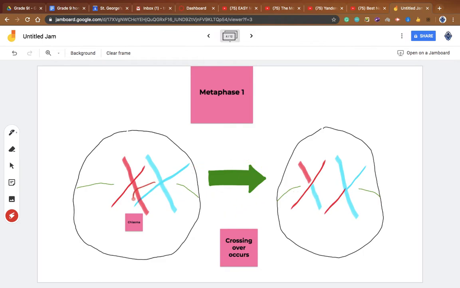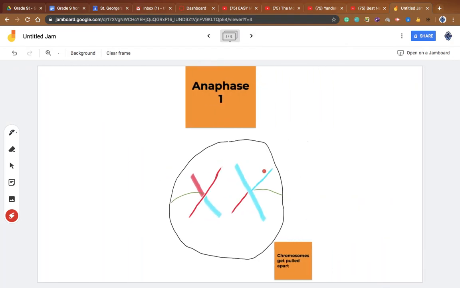So you see how here they have overlapped. Well, now they're going to switch. They're going to cross over and switch their DNAs. So you can see that this blue one has moved over to here, just like here. The blue one that was here has moved over here, and the red one has moved over here. So they have switched their DNA, and this will create a new being and have DNA differentiation. And then after metaphase one, we go into anaphase.